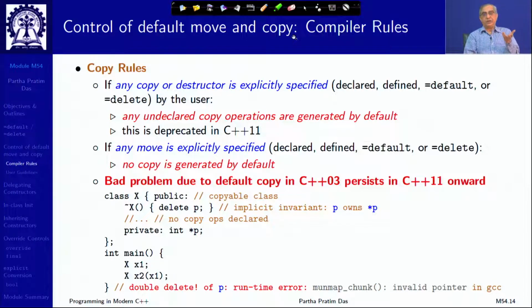Copy rules are somewhat different because copy rules existed from before. In copy rules it is selective: out of the two copy operations, if you provide one and do not provide the other but use it, whatever you have not provided will still be provided by the compiler. Move is not like that. If you provide any of the move operation, copy operation, or destruction, all others will not be provided by default. So any undeclared copy operation is generated by default. You can see the default copy rules for the compiler are different.